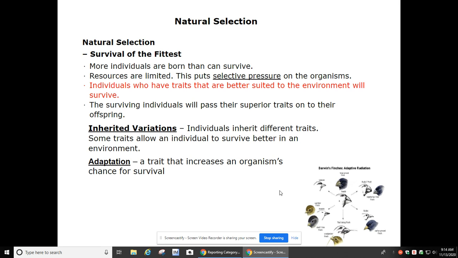Hello, everybody. So in this video, we are on page 37 of our booklet, and we're talking about natural selection. If I could put a definition to what natural selection is, it's survival of the fittest. That's the first bullet point that you see there.